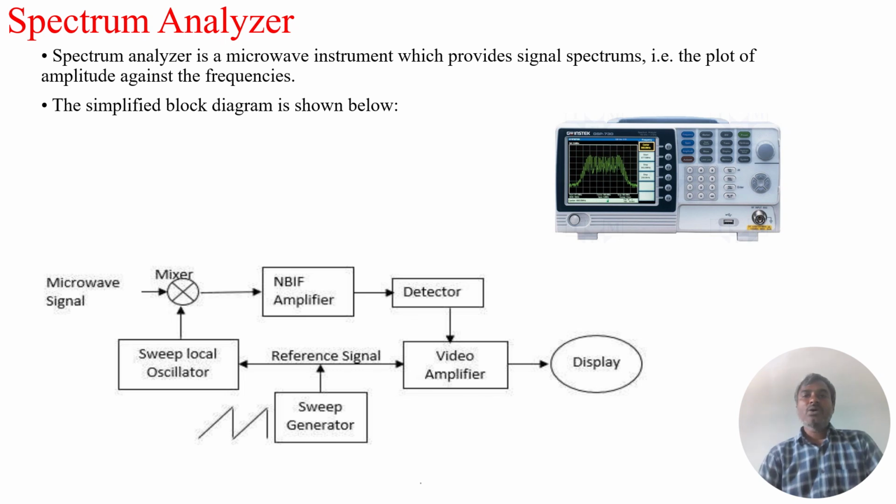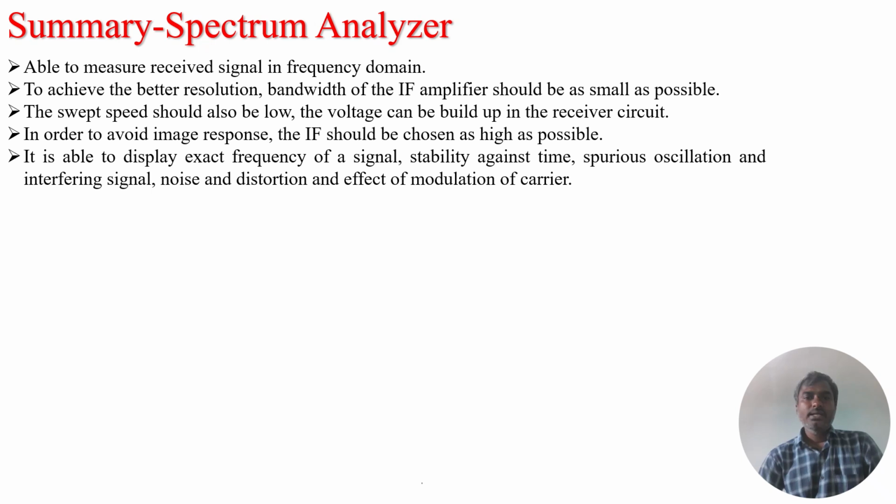When we apply a complex signal to the CRO, it will display only one amplitude as a function of one complex frequency, whereas these signals are analyzed independently using a spectrum analyzer. When a complex signal is applied to the spectrum analyzer, it will display each and every amplitude as an independent frequency. In general, a spectrum analyzer is able to measure a received signal in the frequency domain.